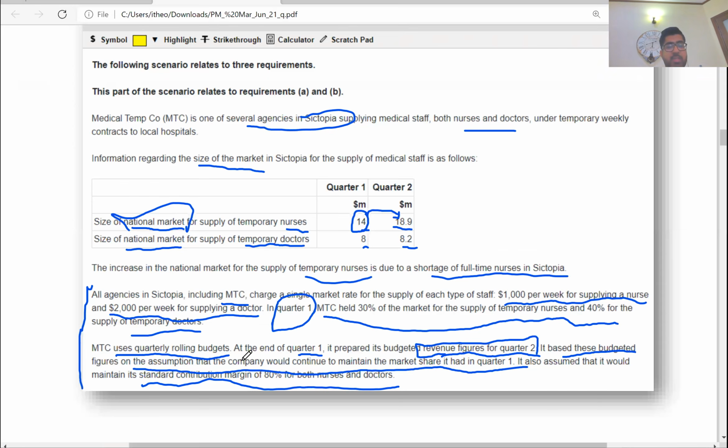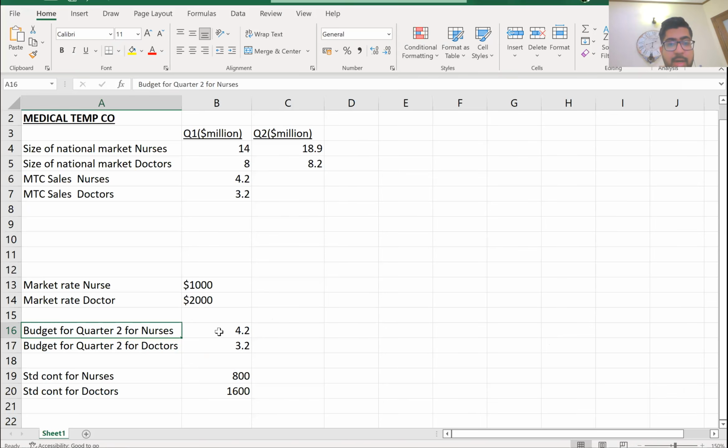And then MTC uses rolling budgets. At the end of Q1, it prepares budgeted revenue figures for Q2. So at the end of Q1, we prepare the budget for Q2. It based these budgets on the assumption that the company would maintain the market share it had in Q1. This is a very important statement, that the budget of Q2 is prepared on the assumption that you will have the same market share as in Q1. So the budget for Q2 is on the assumption you will have the same market share as in Q1, 4.2 for nurses and 3.2 for doctors. And the contribution margin is 80%. It's 80% of the price, 800 and 1,600.